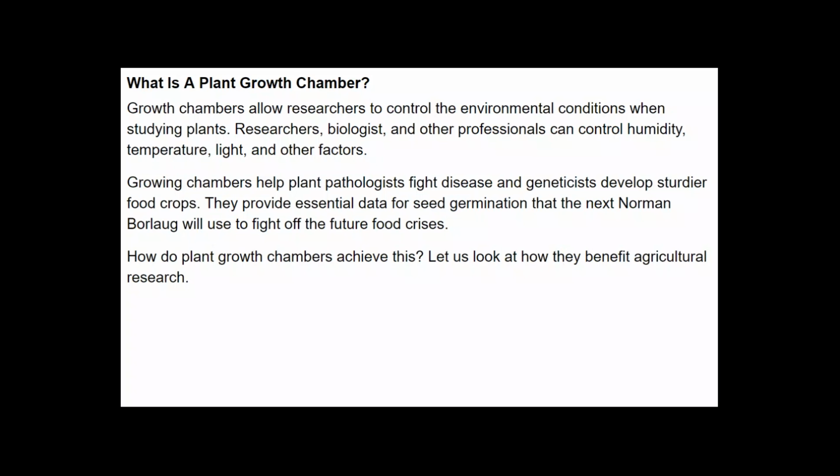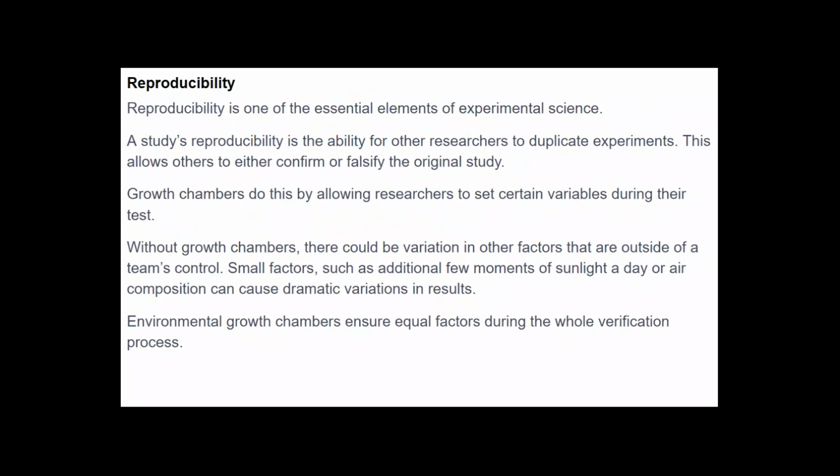But how do plant growth chambers achieve this? Let's look at the agricultural benefit research. Reproducibility is an essential element of experimental science. By having some growing things in the growth chamber, we can control the atmospheric conditions very precisely. As for studies, reproducibility is the ability of other researchers to duplicate the experiments. This allows others to either confirm or falsify the original study. So growth chambers allow this to happen.